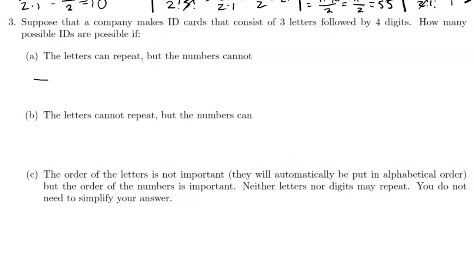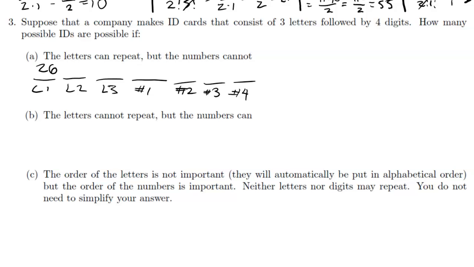So really what we'd have is letter 1, letter 2, letter 3, and then at that point we switch over to digits. So then I'd have number 1, number 2, number 3, and number 4. So there's 7 events. And let's look at what goes in each blank. So if we think about how many letters are possible, there's 26 letters in the alphabet. So we would have 26 possibilities for the first one.